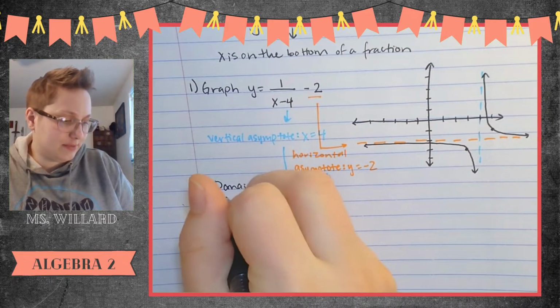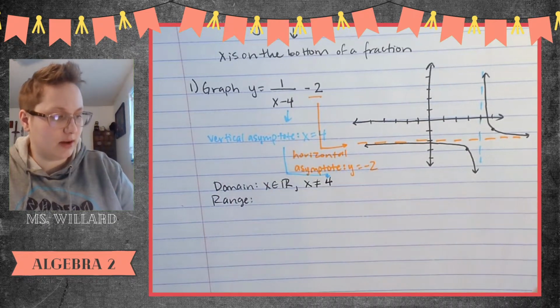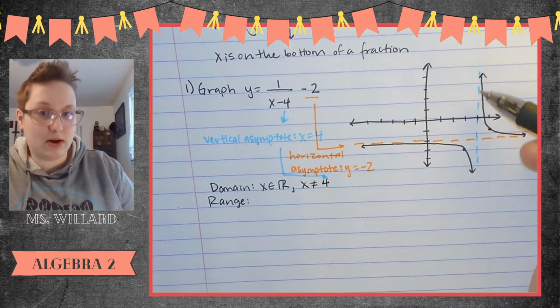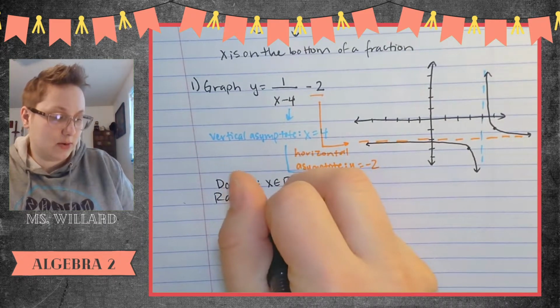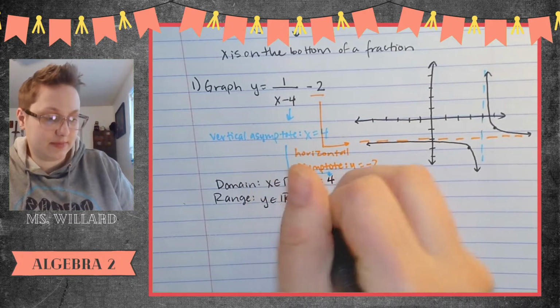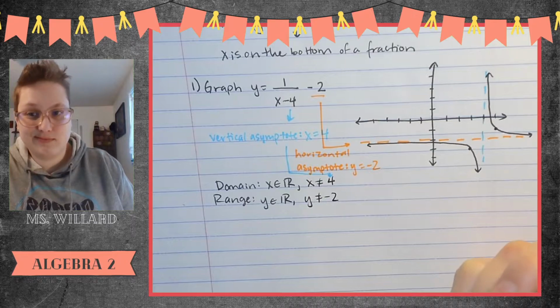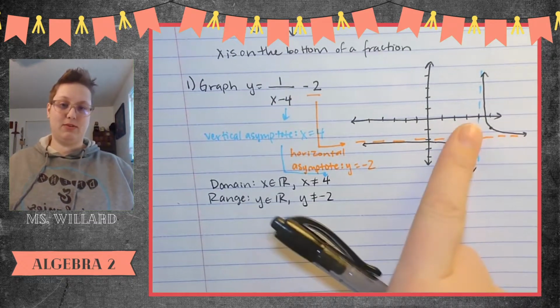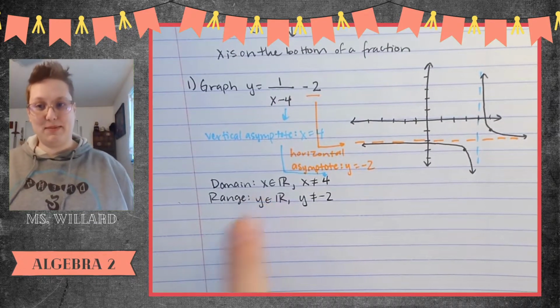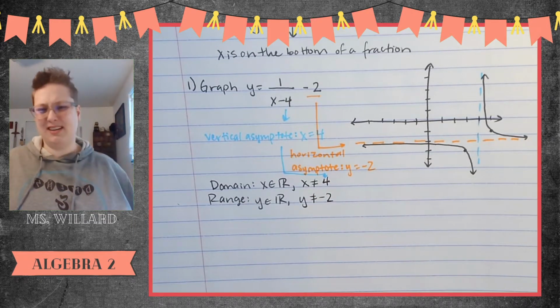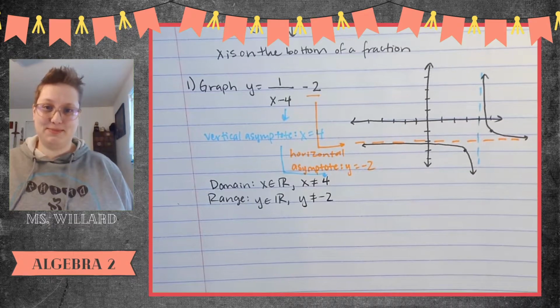And then the range, what y values work? Well, I have y values all the way here until I get to this dotted line, and then I have all y values all the way up. So y is all real numbers, but y can't be -2. Okay, so I'm going to have you graph and find the domain and range, and also identify the asymptotes. So all 5 parts are part of this.